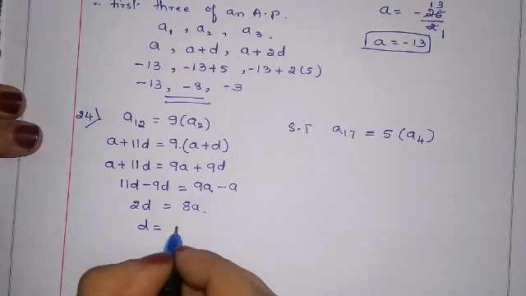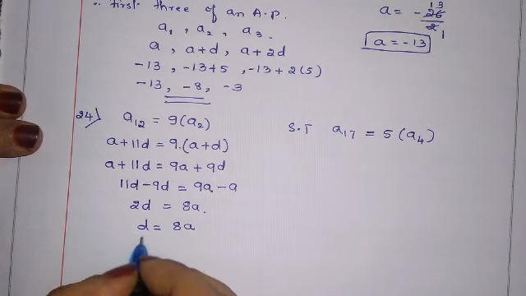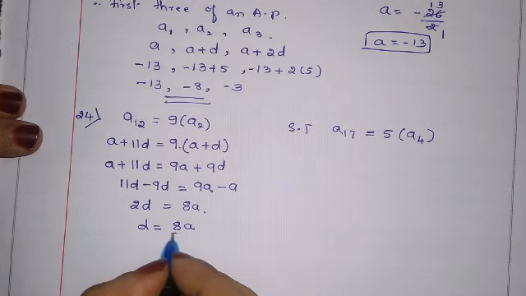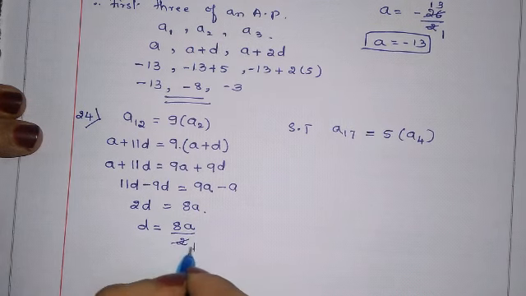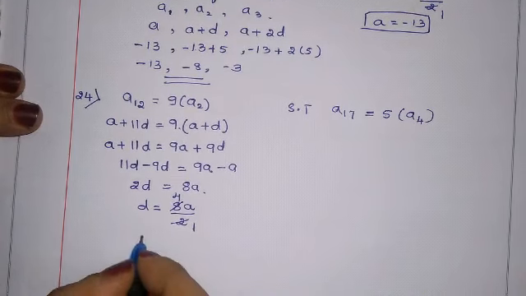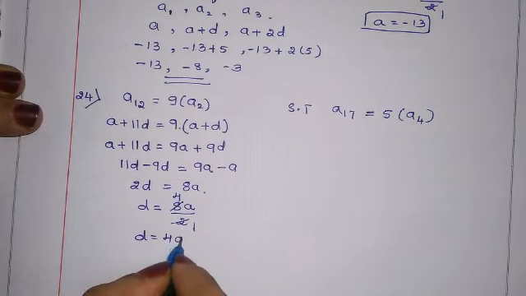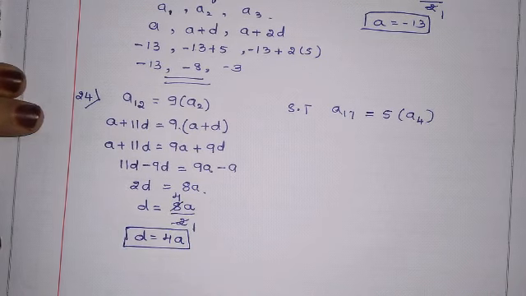d is equal to 8a. This 2 is in multiply position, so it becomes divide. 2 ones are 2, 2 fours are 8. So what d value did we get? d is equal to 4a. So here we got d is equal to 4a.